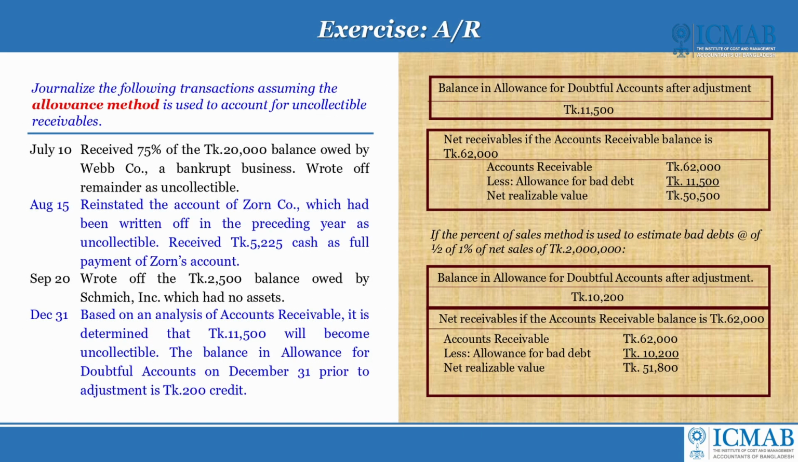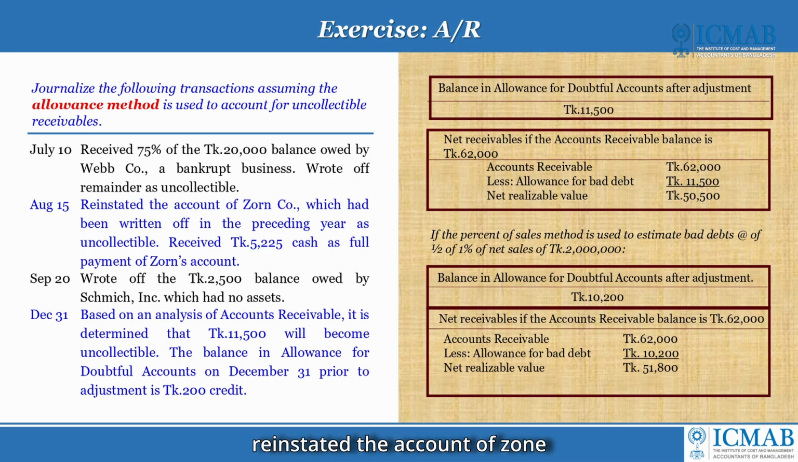Let's solve a problem. For example, on July 10, you have received 75% of 20,000 balance owed by Webb Company, a bankrupt business, and you have written off the remainder as uncollectible. In this case, the journal entry should be cash account debit 15,000, allowance for doubtful account debit 5,000 and account receivable account credit 20,000.